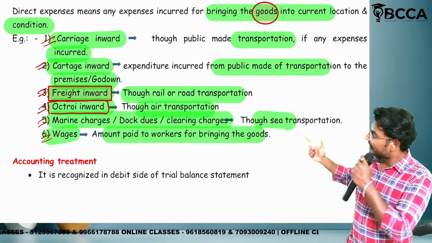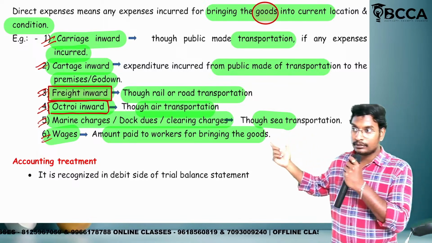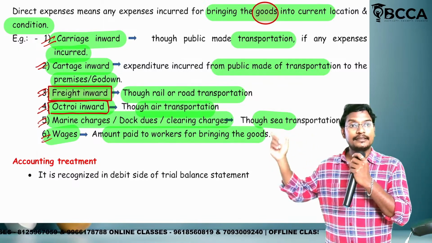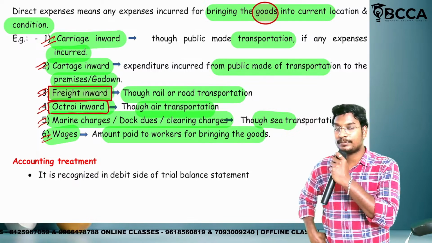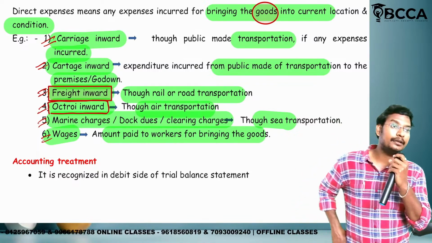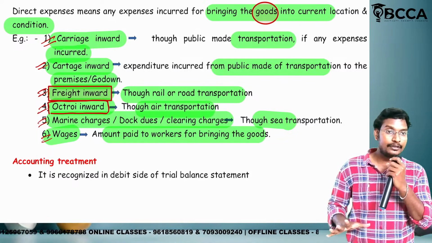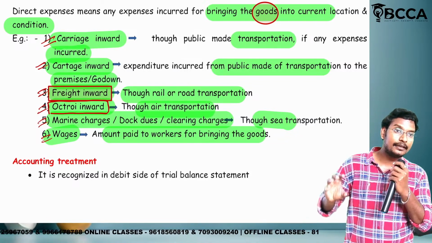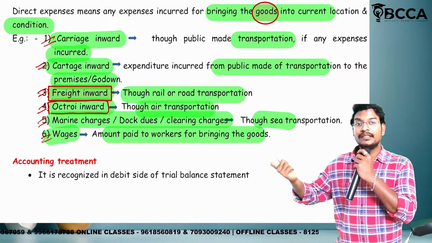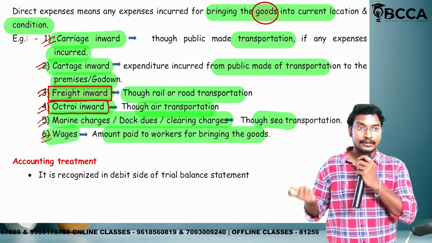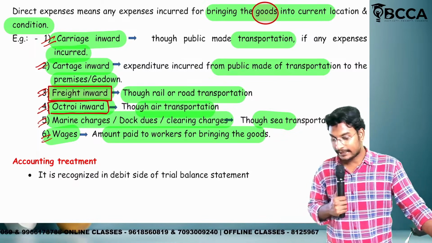In the same definition, if you replace the goods with the asset, that expenditure is called capital expenditure. That expenditure is called what? Capital expenditure. It will be discussed in capital and revenue transactions. The same definition, but in the place of goods we are putting the word asset. Asset means fixed asset. The definition is suitable for capital expenditure.